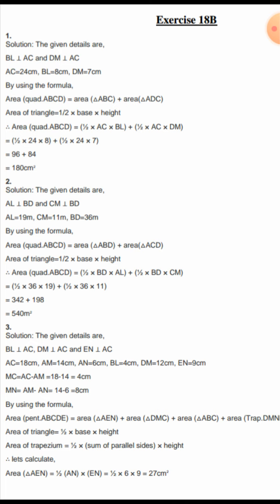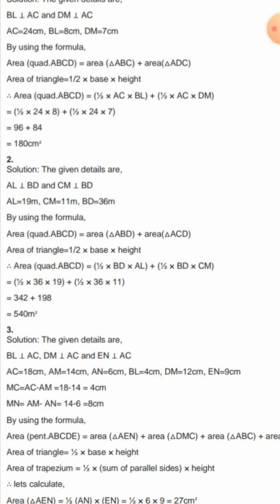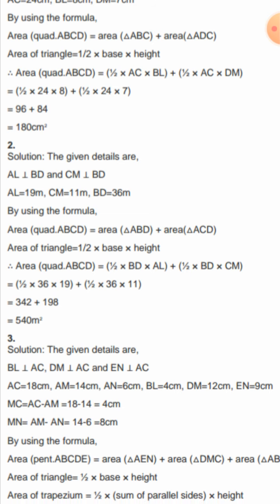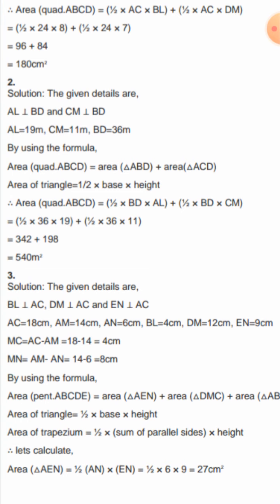Similarly, in question number 2 we are also given a figure. In the given figure, ABCD is a quadrilateral shaped field in which diagonal BD is 36 meter, AL perpendicular to BD and CM perpendicular to BD, such that AL equals 19 meter and CM equals 11 meter. Find the area of the field. Here also we have to find the area of the field. We can divide this figure into two triangles. In the solution, the given details are AL perpendicular to BD and CM perpendicular to BD. Now AL equals 19 meter, CM equals 11 meter, BD equals 36 meter.